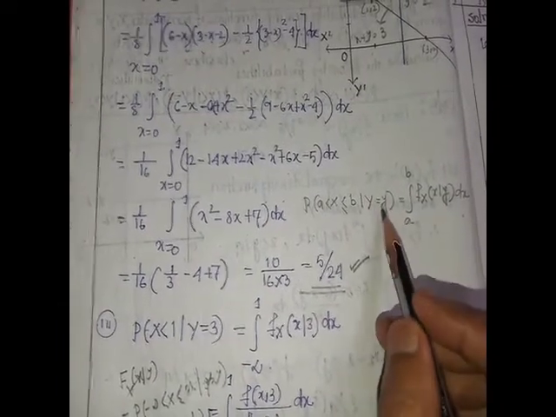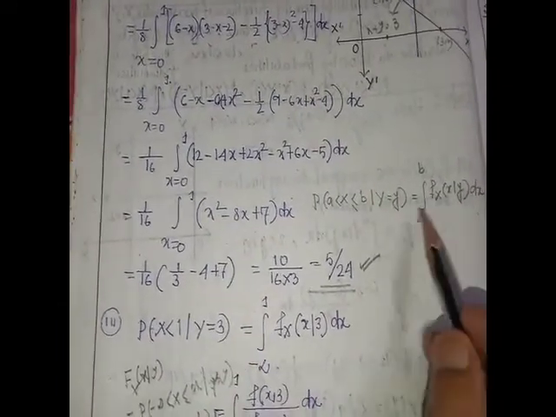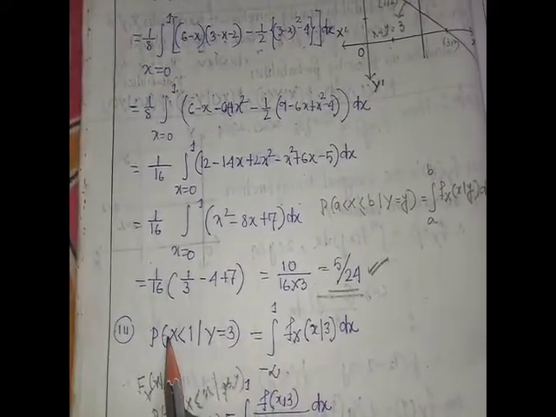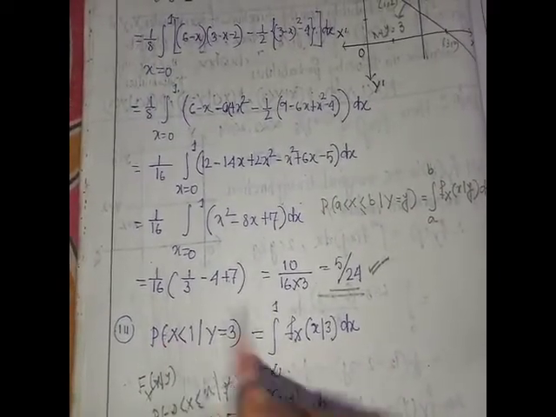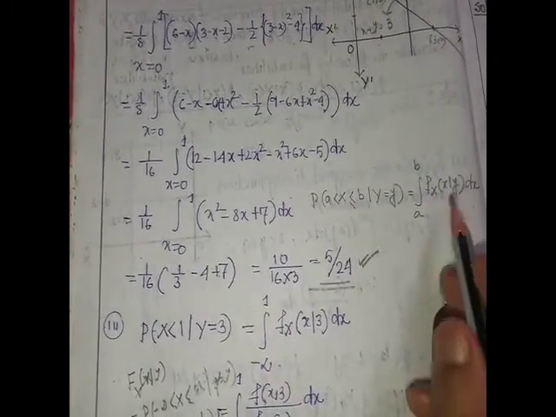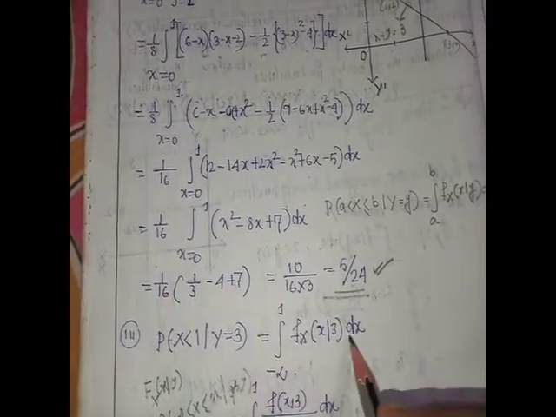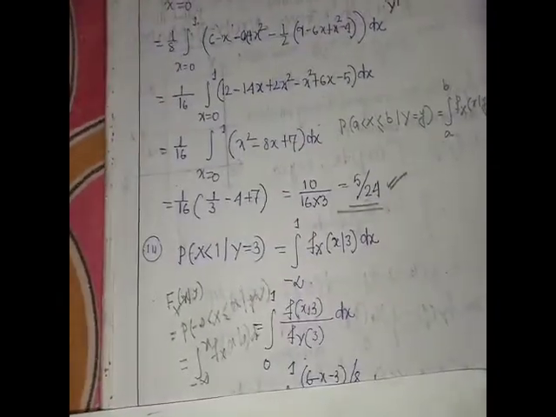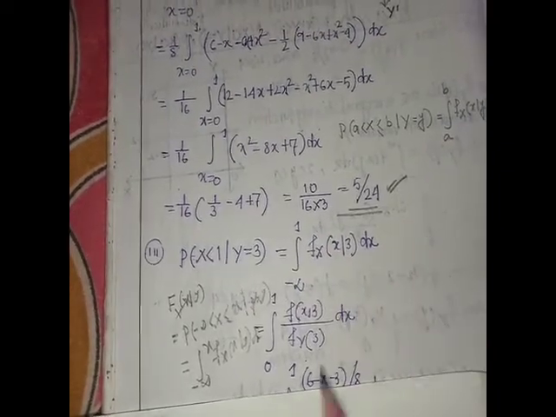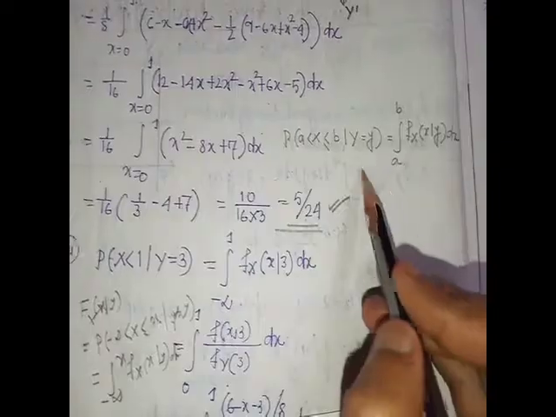Here capital Y is 3, and small y is 3. So the formula is, here, minus infinity < x < 1. So the integral from minus infinity to 1 of f(x | 3) dx, since y is 3. So this is the formula.